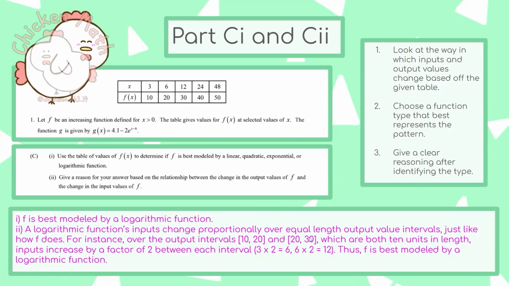And that's really important. And then I think providing an example is really helpful for your explanation. So we talked about how over the output intervals, 10 to 20 and then 20 to 30, evenly spaced, so equal length output value intervals, inputs increase by a factor of 2. You're multiplying by 2 each time that happens. That example can showcase why f is best modeled by a logarithmic function.